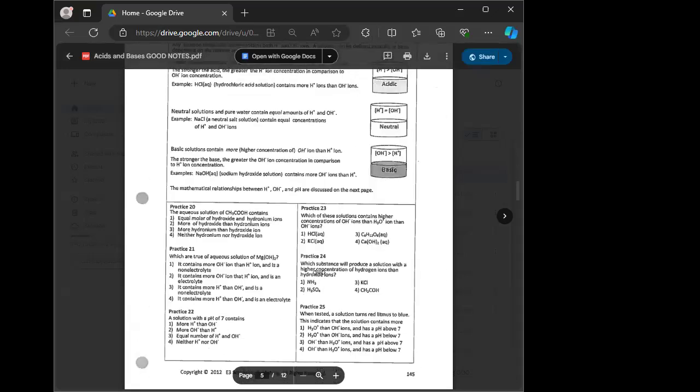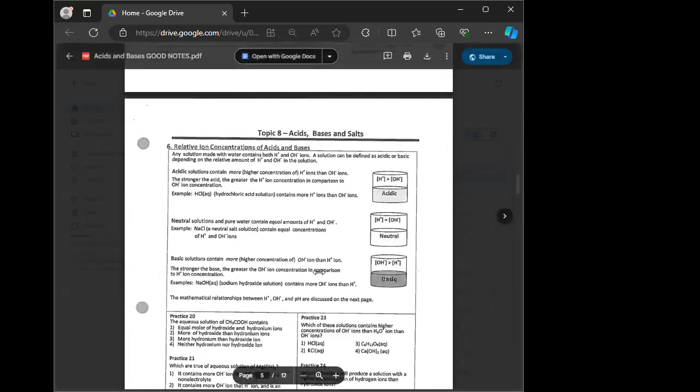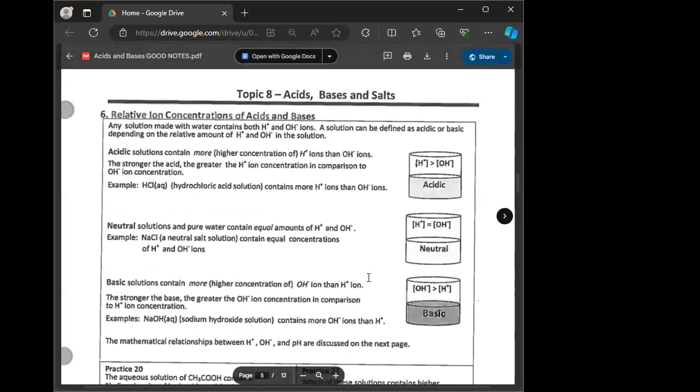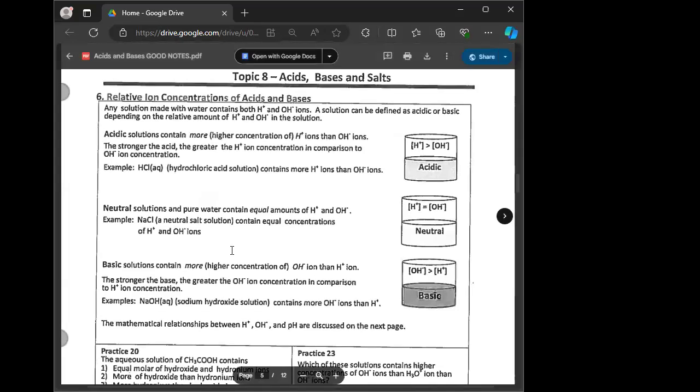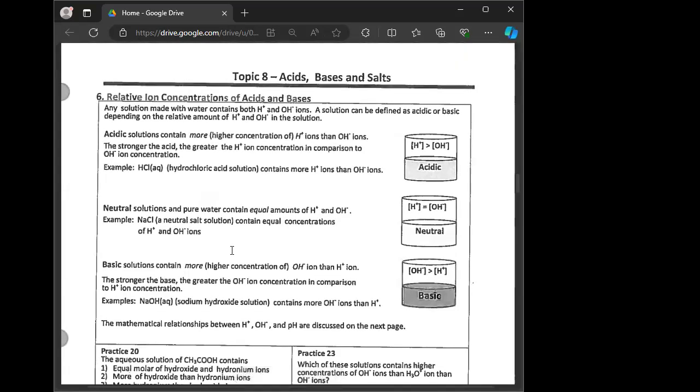Okay, let's pick up where we left off with acids and bases. I think we already covered this last time, but I just want to re-review it really briefly.